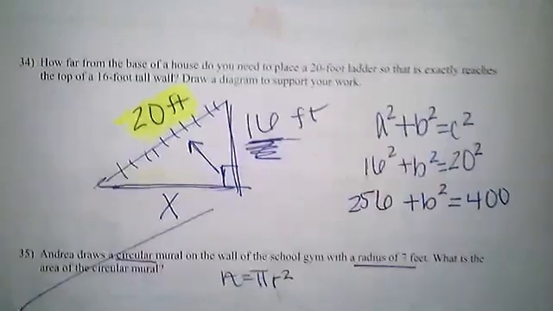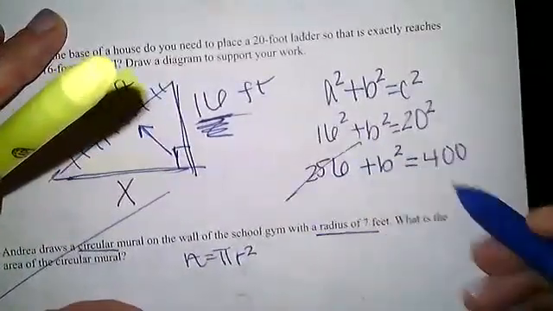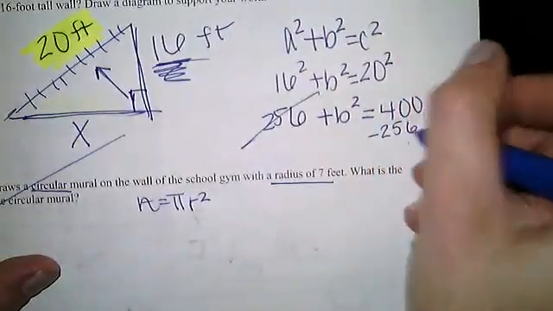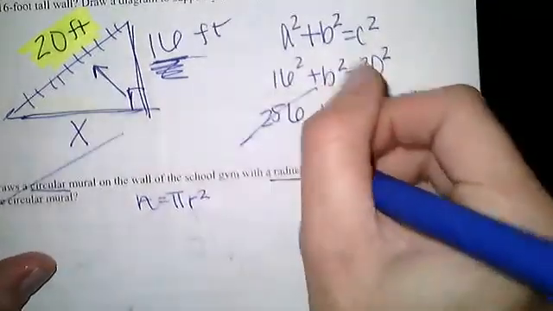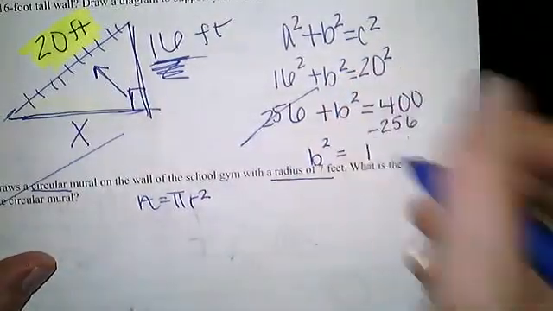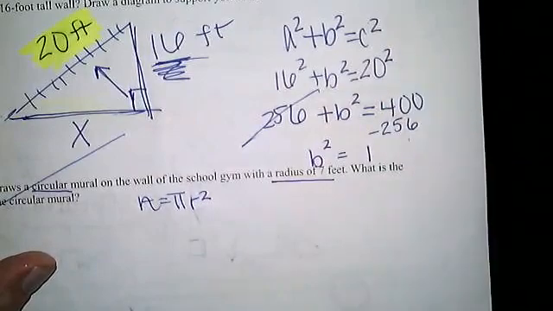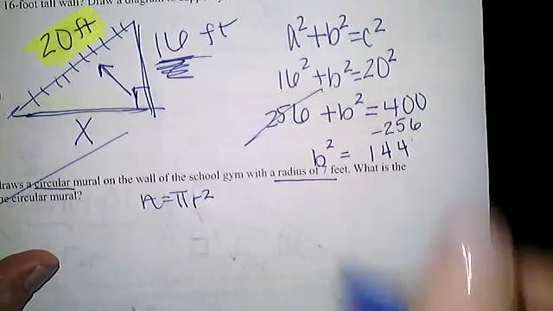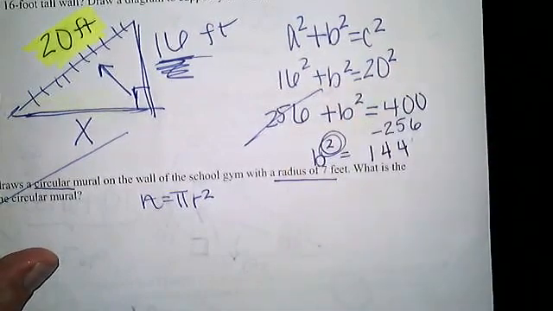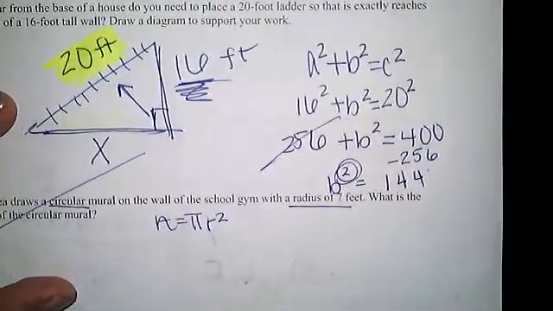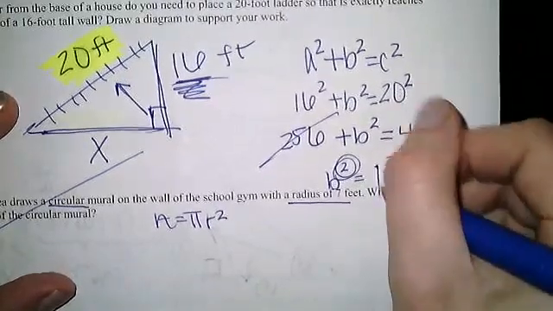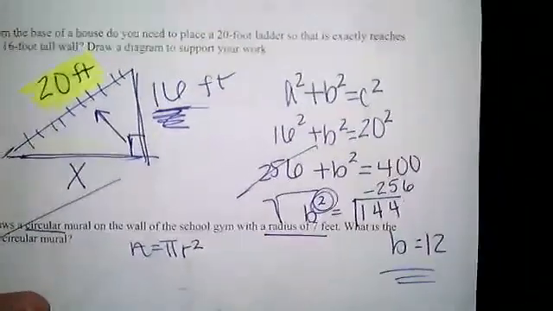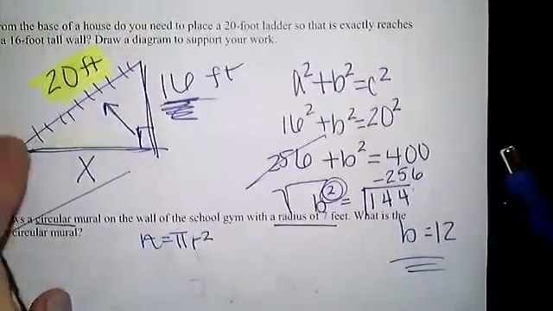Anyone know how to solve for b squared? How to take this 256 over here? Okay, I probably will need help with that part. 20 squared, 400 minus 256 is 144. Okay. And then if it's got a squared, how do you find the final answer? Perfect. Square root. So b equals 12. Right. Cut 35 off there, cut 33.